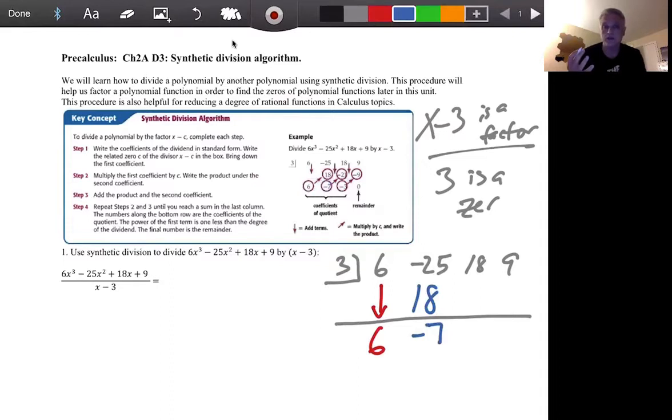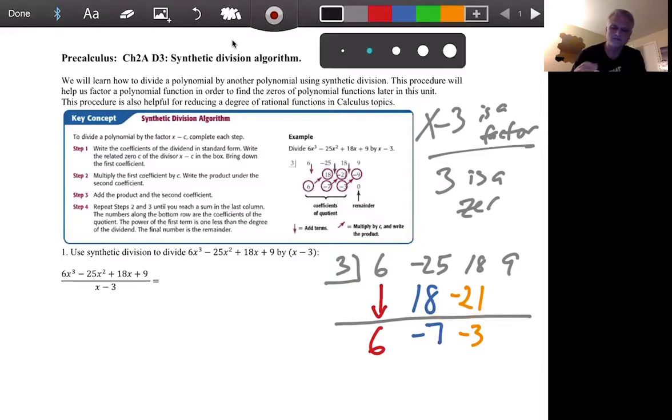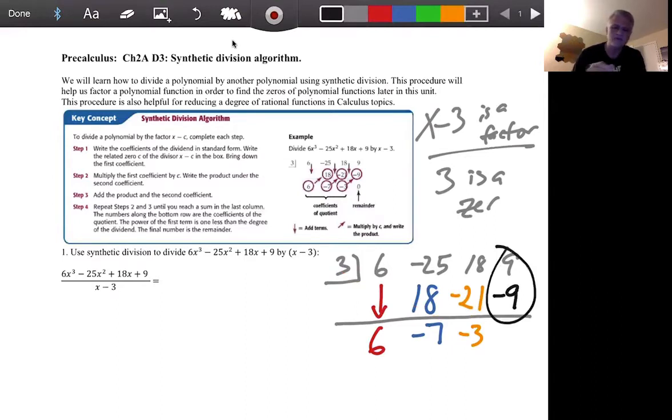We repeat the process. 3 times negative 7, and we put the answer right there. So 3 times negative 7 is negative 21. We repeat the process by adding vertically. So 18 plus negative 21 is negative 3. Okay, notice that's exactly what they have here. One more time repeating the process. 3 times negative 3, put the product right here underneath 9. So 3 times negative 3 is negative 9. We add, and here we get 0.